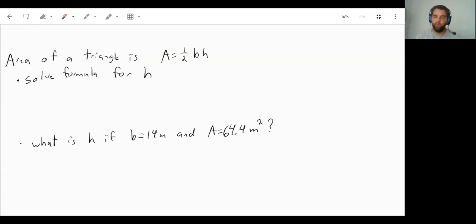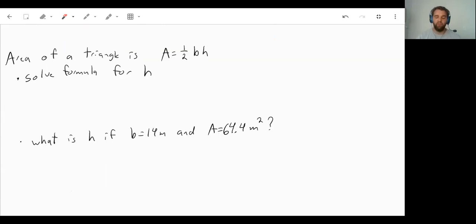Now let's try it with some other formulas. We know the area of a triangle is 1/2 base times height. What if we want to solve for the height, if we know the area and we know the base? Well, first thing I'll do, I will multiply both sides by 2 to get rid of that 1/2. So we'll now have 2a equals base times height. We can now divide both sides by the base to get the height by itself, and we'll have 2a over b equals h.